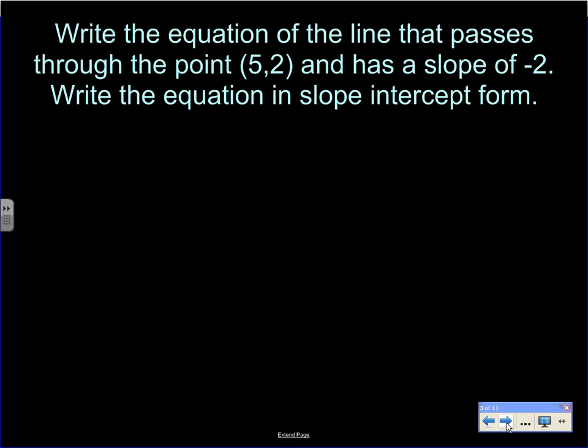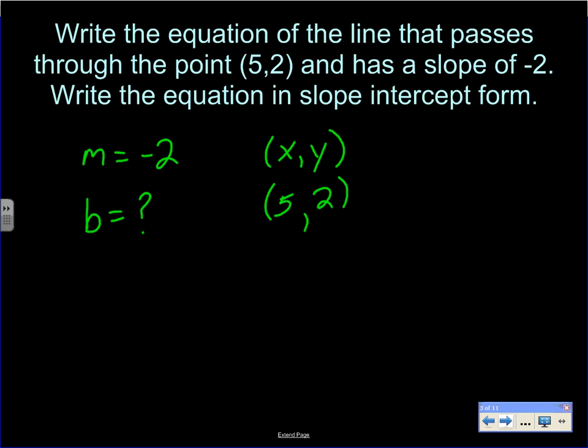So looking here, we have the same problem. We know the slope is going to be -2. We don't know what b is, but we do know the ordered pair is always in xy form, and that's the reason why 5 is going to be x and 2 will be y. What's the equation for slope-intercept form? y equals mx plus b.